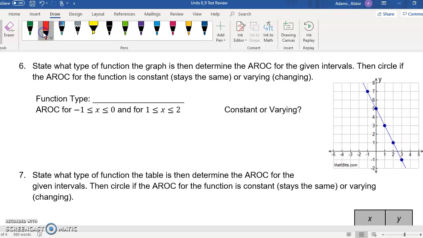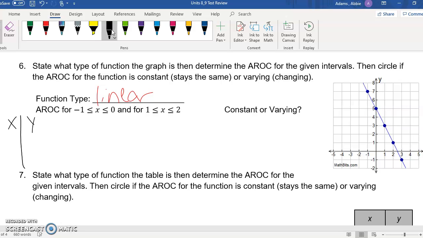This one says state what type of function the graph is, just like the last one did, and then determine the AROC for the given intervals. Then circle if this average rate of change for the function is constant or if it's varying. So looking at this graph, I don't have any curves, so this is a linear function. It makes a line. So once again, let's make our tables here.